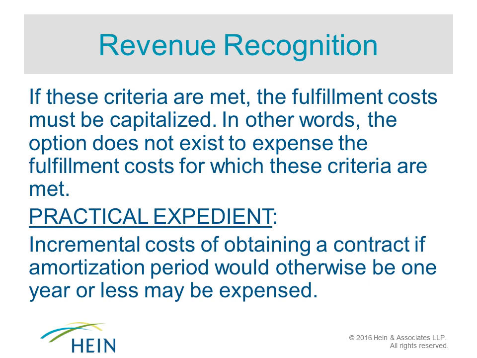So if these criteria are met, the fulfillment costs would be capitalized. And I just wanted to point out it's not really a choice. If you've met that criteria, you are required to capitalize and create an asset for those. There is a practical expedient. The incremental cost of obtaining a contract, if the amortization period would otherwise be 1 year or less, may be expensed.